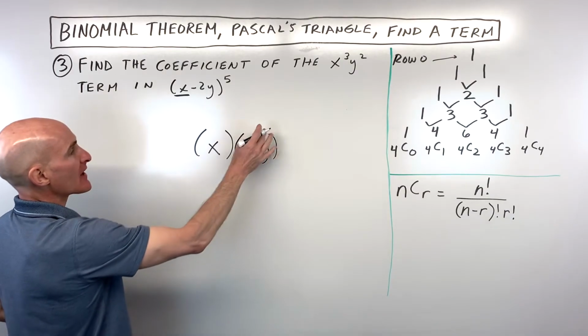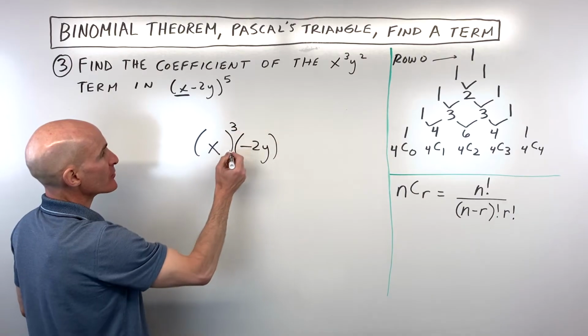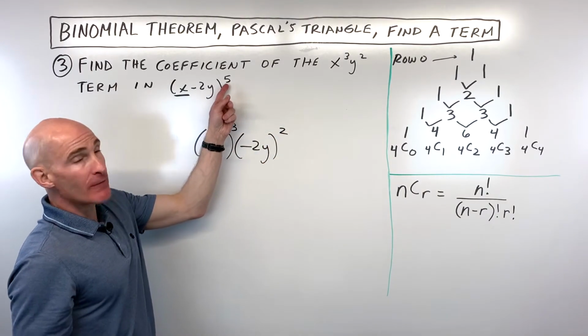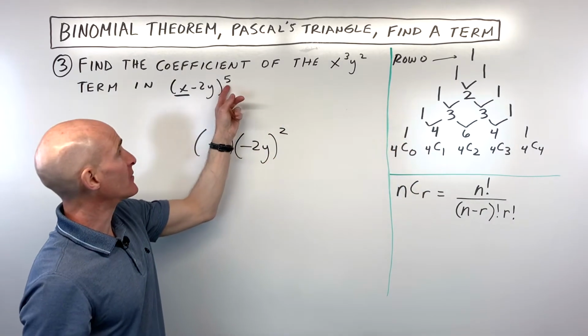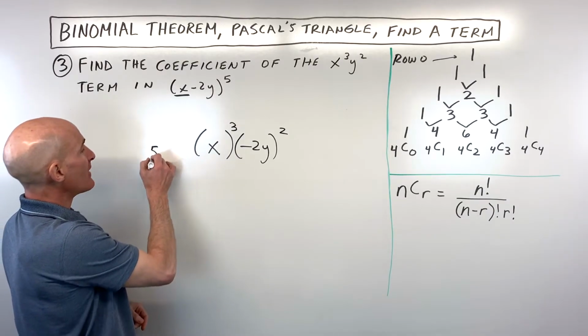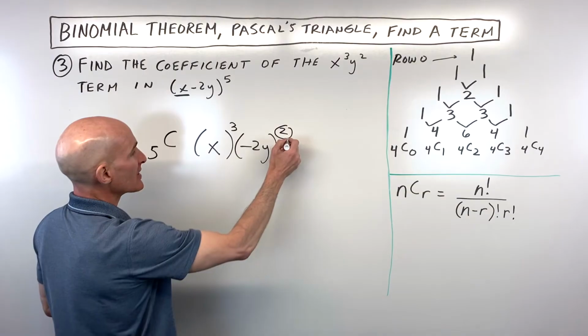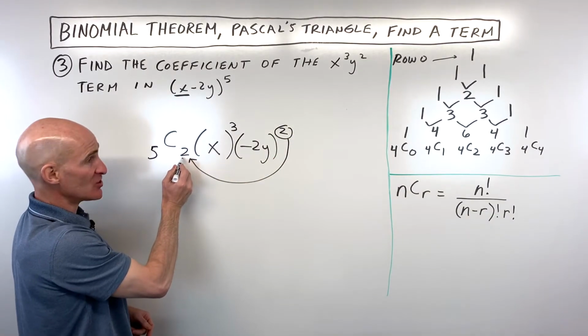And I know the exponents here because I know I want to end up with x cubed y squared. So this has to be to the third power, and this has to be to the second power. But we're on the fifth row of Pascal's triangle, right? So this is to the fifth power. So this is going to be 5C, and remember the connection between this second term's exponent and this r value? So this has to be 5C2.